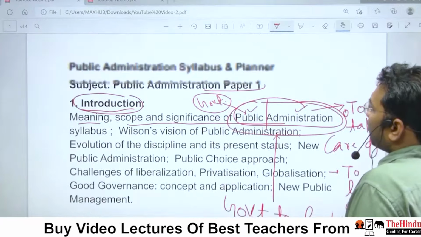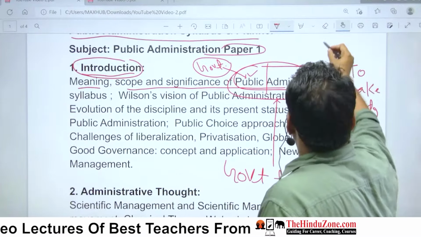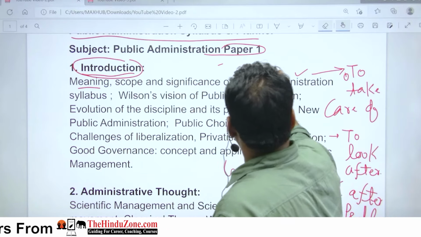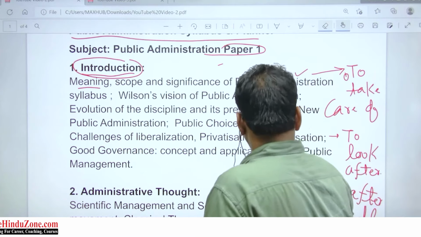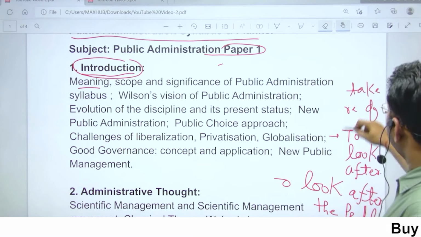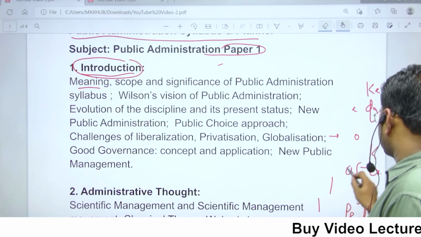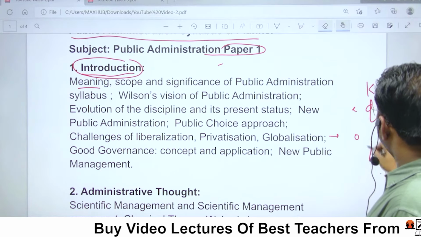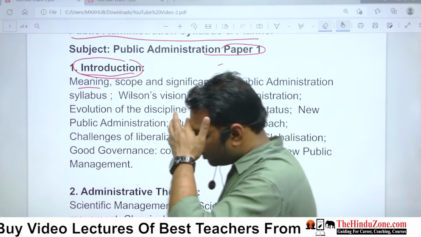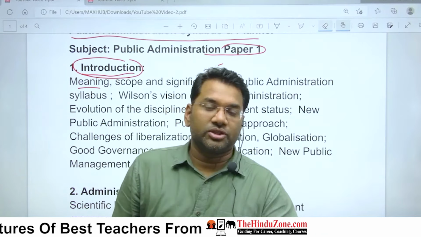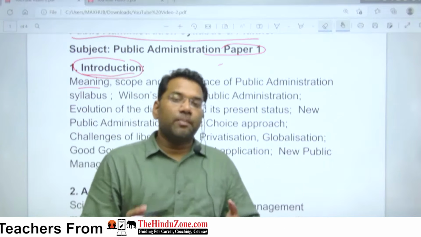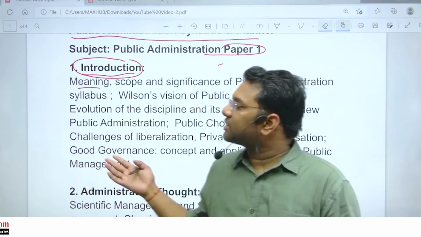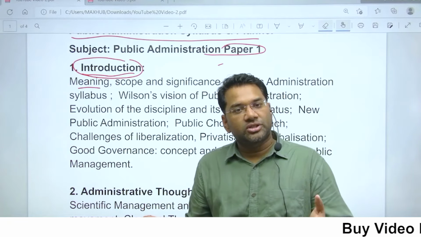So first of all, in our classes, we will be dealing with the understanding and meaning of public administration in a very holistic, comprehensive manner. We will be understanding what public administration is all about. Regarding this, public administration has so many meanings. Kuch log bolenge public administration is science. Some people will say public administration is an art. Some scholars have said that public administration is a philosophy.